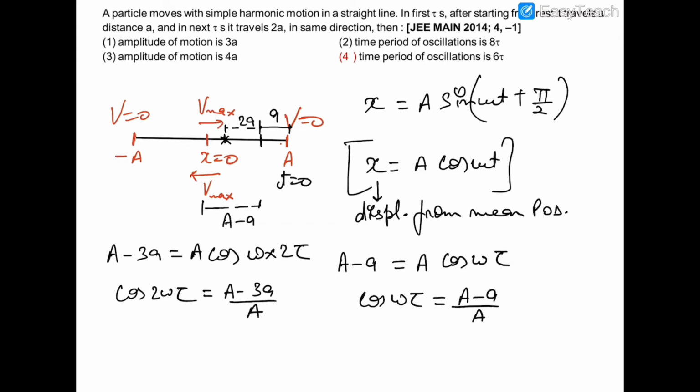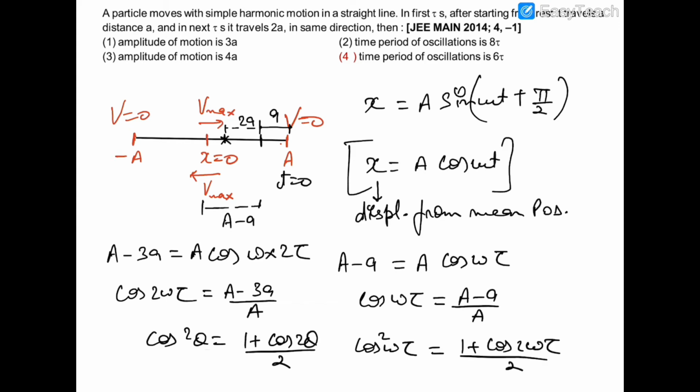Now we know that cos 2 omega tau and cos omega tau have a relation: cos square theta is equal to 1 plus cos 2 theta by 2. So we can say that cos square omega tau will be equal to 1 plus cos 2 omega tau by 2. And let us substitute these values in this equation.